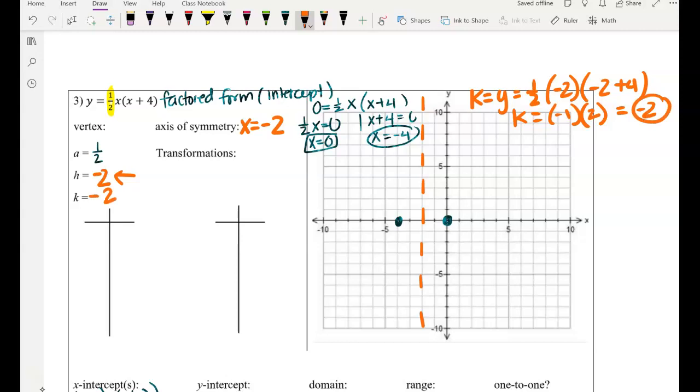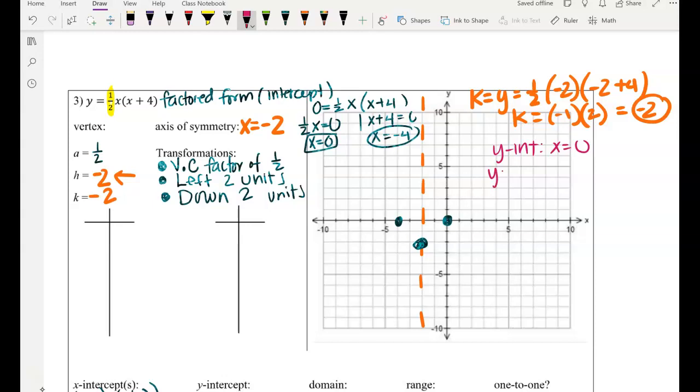Oh my, wow. How does that happen where the vertex for two different problems comes out to be exactly the same? Amazing. All right, so now, guys, we have three dots. Let's state the transformation. A being a half is going to be a vertical compression by a factor of a half, so it's going to look wider, okay? H being negative 2 is going to be left 2 units, and k being negative 2 is down 2 units. So let's find the y-intercept so we can graph this out. Y-intercept is when x equals 0.